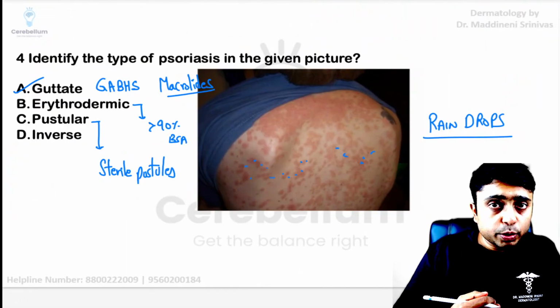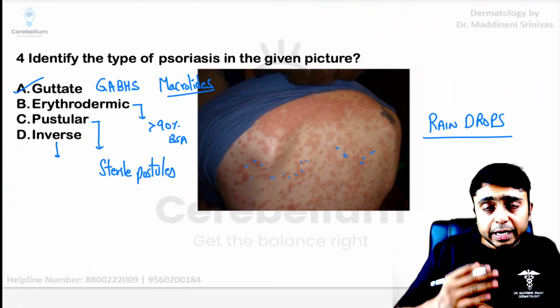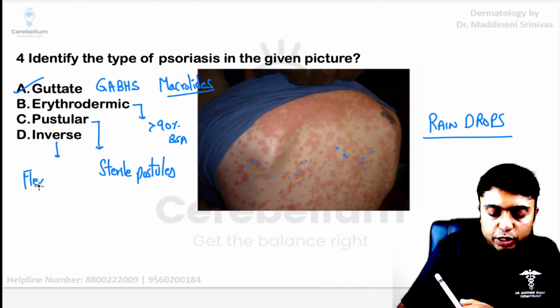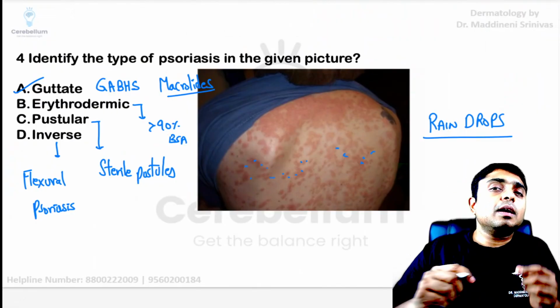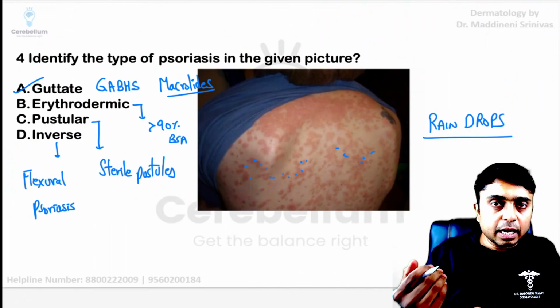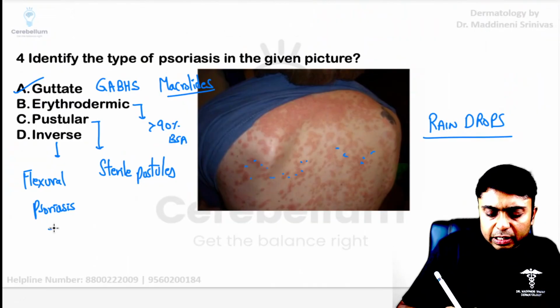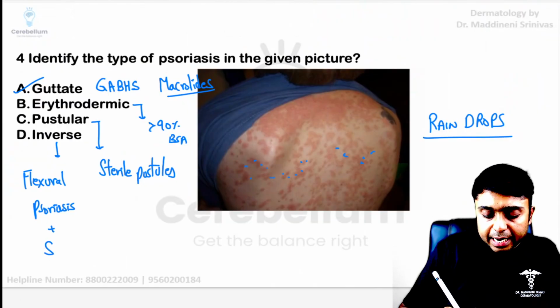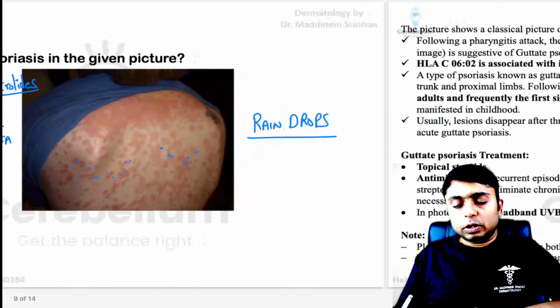There are going to be pustules which are present. And in the case of inverse psoriasis, please remember inverse psoriasis is also called flexural psoriasis, where erythematous patches are going to be present in the flexures, mainly in the axilla, in the groin, and also inframammary areas. And the important feature of this psoriasis is that scaling will be absent. Scaling is absent. Okay, this is about this MCQ.